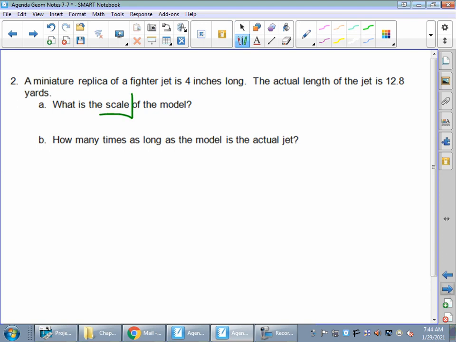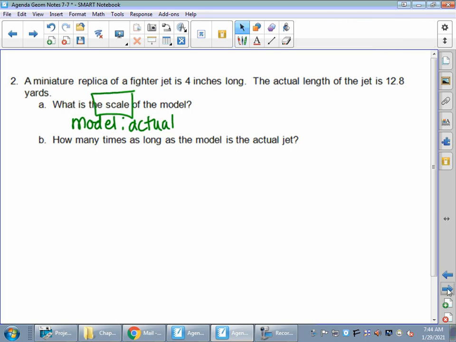So remember, scale is asking just to set up a ratio. And remember, it's always model to actual. And then simplify, and we're not allowed to have decimals in our ratio. So easy peasy, right? 4 inches for the model to 12.8 yards for the actual. Don't love this decimal. So you can let your calculator help you out, or you can figure a different way.